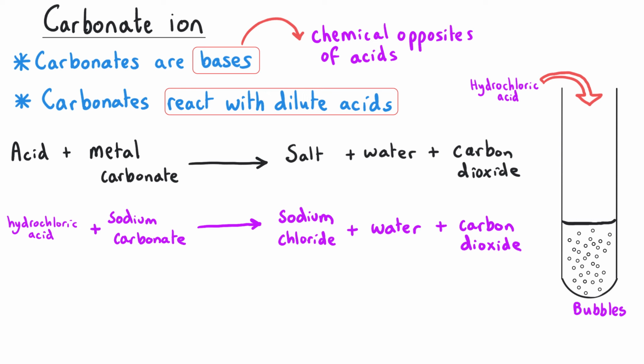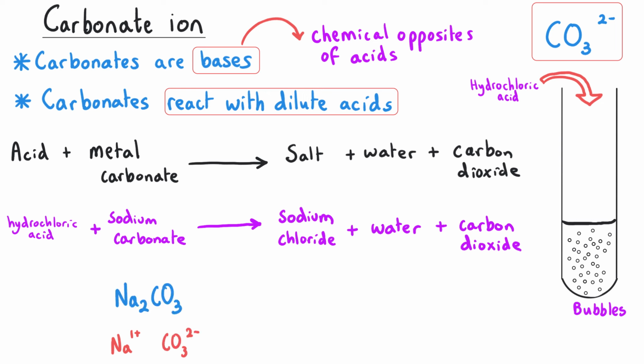If we move on now and take a look at the symbol equation, sodium is in group 1, so it will be a 1+ ion, and the carbonate ion has a formula of CO3 2-, and so sodium carbonate would have the formula Na2CO3, because those ions have to be balanced in terms of the charge.